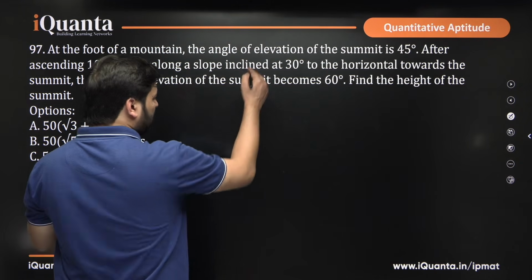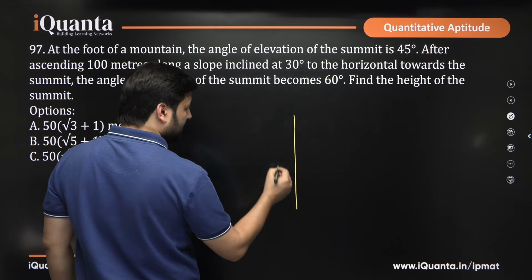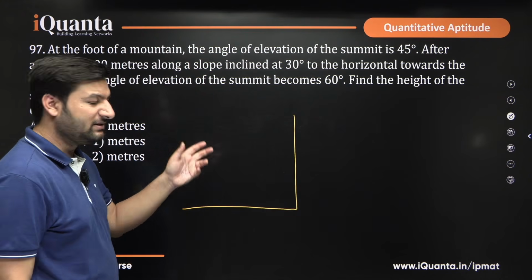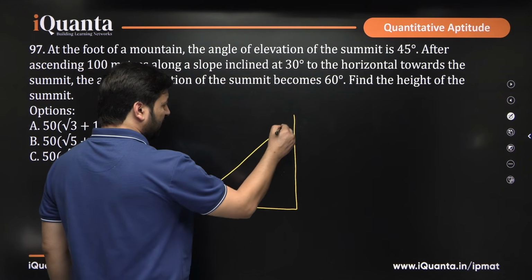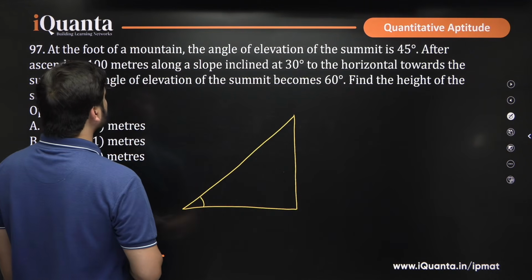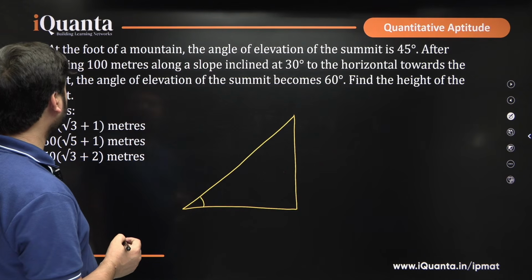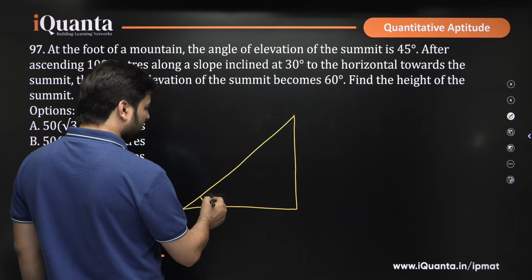Foot of a mountain, we are talking about elevation angle. So, say this is a mountain. In such cases, this is a question of height and distance. So, angle of elevation is over here, right? This angle is how much? 60 degree. Okay, this angle was 45 degree.